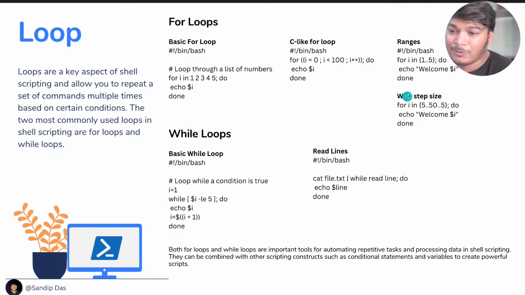Okay. Now ranges, you can do ranges like for i in 1 to 5. I'm assuming 1 to 5. You can do 100, you can do 1000, whatever number of times you want, you can do.